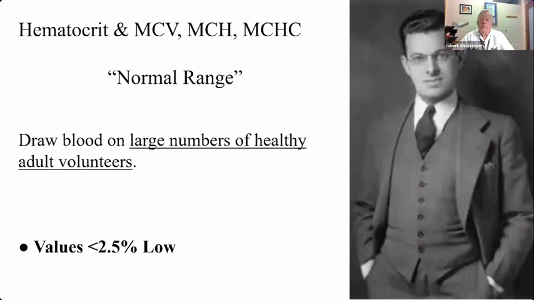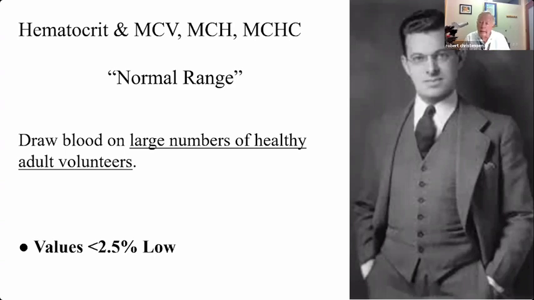When Dr. Wintrobe came to Utah, he had just published a paper describing a very interesting and novel test called the hematocrit. The next year, after publishing this treatise on what the hematocrit is and how to measure it and what it means, he published the study on the red cell indices, that is the mean corpuscular volume, mean corpuscular hemoglobin, and mean corpuscular hemoglobin concentrations.